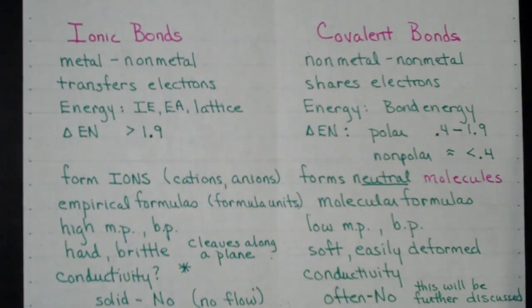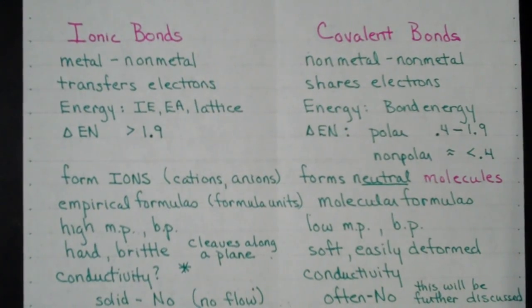Let's do a quick review to remember that in ionic bonds we tend to have a metal and a nonmetal. Electrons are transferred. The energy involved in forming these crystals involves ionization energy, electron affinity, and lattice energy. Usually the electronegativity difference is quite high. When ionic bonds are formed and the electrons are transferred, we form cations and anions. We describe these compounds with their empirical formulas or formula units.